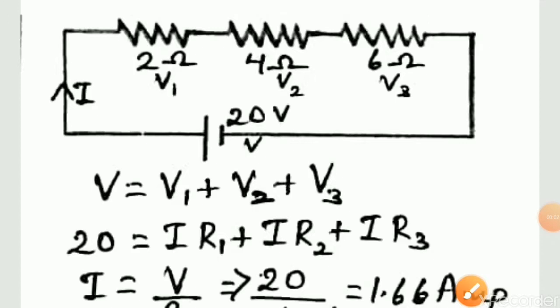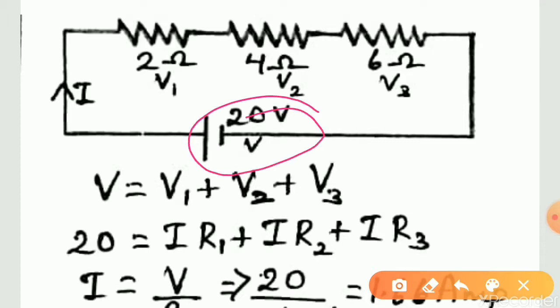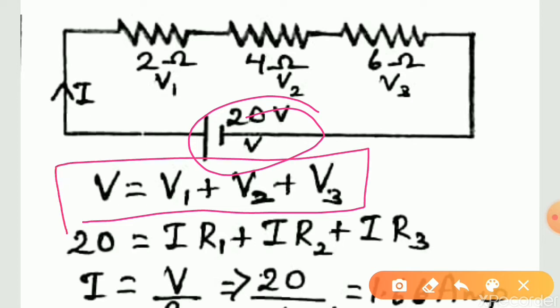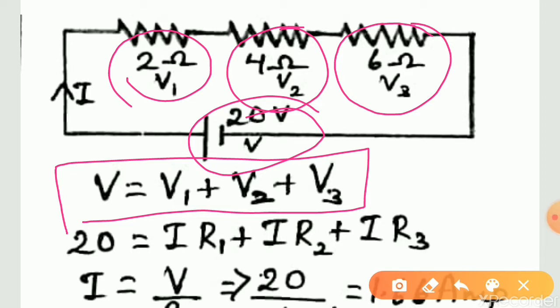In order to derive Kirchhoff's voltage law for this circuit, we need to find out that the total voltage of 20 volt is equal to summation of V1 plus V2 plus V3. That is voltage drop across first resistor R1, voltage drop across second resistor R2, and voltage drop across third resistor R3. When we substitute the values, total voltage, that is applied voltage, is equal to 20, which is equal to IR1 plus IR2 plus IR3.